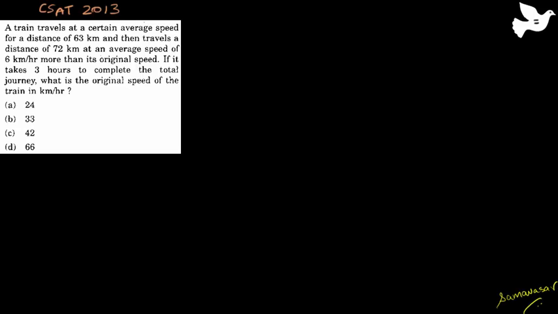So this is a speed time question which appeared in CSAT 2013. It's one of the tougher questions that we have seen in CSAT. The question says that the train travels at a certain average speed for a distance of 63 kilometers. So let me have my timeline. So this is 63 kilometers and it travels at a certain speed s.